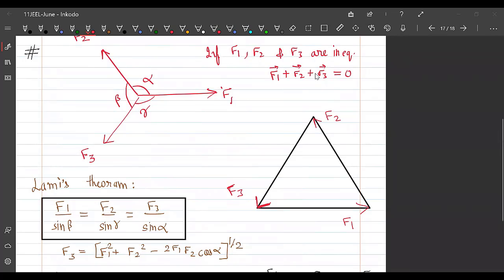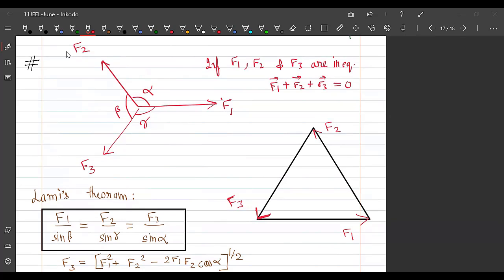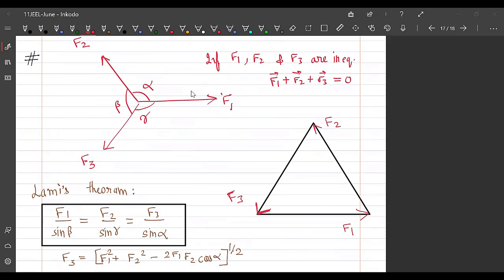So Naman, is this Lami's theorem clear to you? I missed yesterday's lecture because I was not in the group. Yeah, but now can you understand it? This much we have studied of Lami's theorem. Yes sir, what you just told me, I understood. Yes. So make a note of this, Naman, and we will use this concept now. If three forces are in equilibrium, then we will use these formulas. Yes sir.